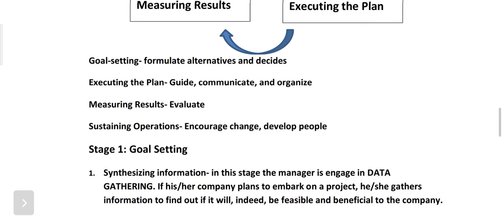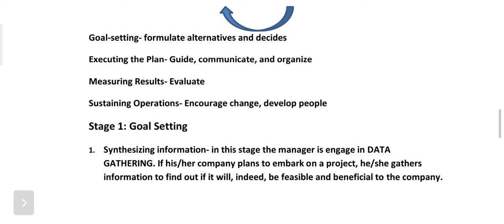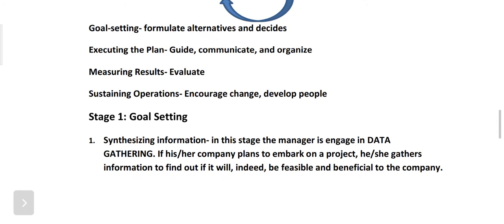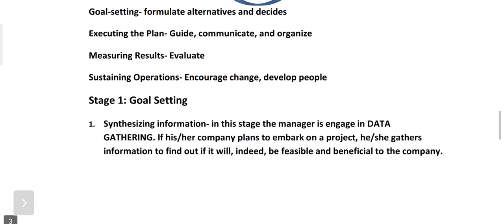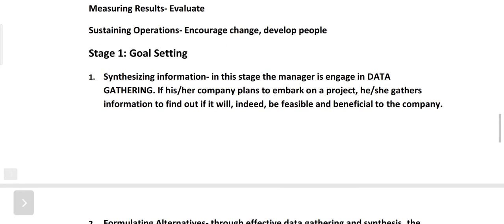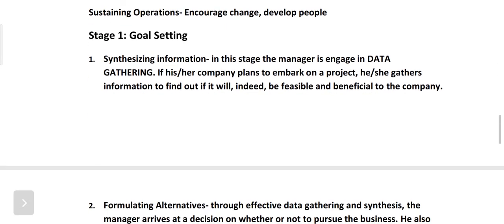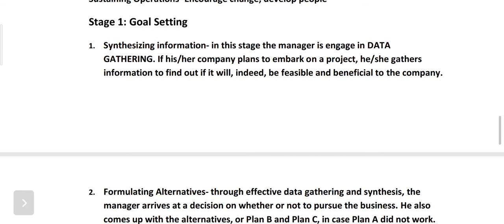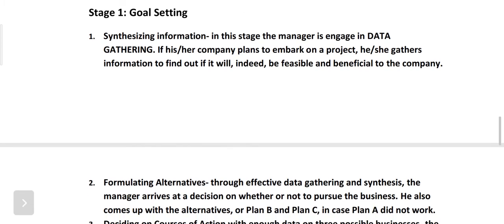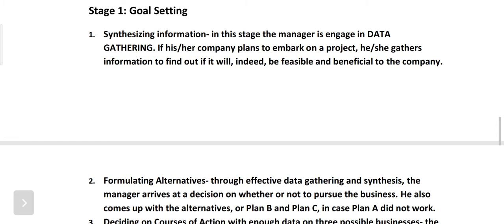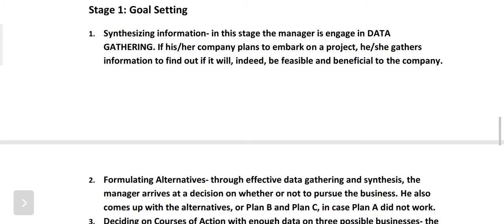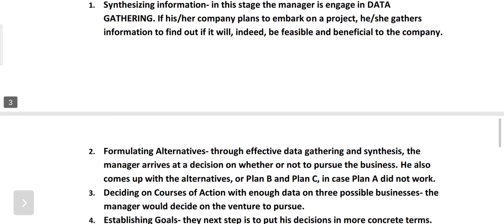Executing the plan, you need to guide, communicate, and organize. Next, measuring results. You have to evaluate. Next is sustaining operations. You have to encourage change and develop people. Stage 1 goal setting, synthesizing information. In this stage, the manager is engaged in data gathering. If his or her company plans to embark on a project, he or she gathers information to find out if it will indeed be feasible and beneficial to the company.